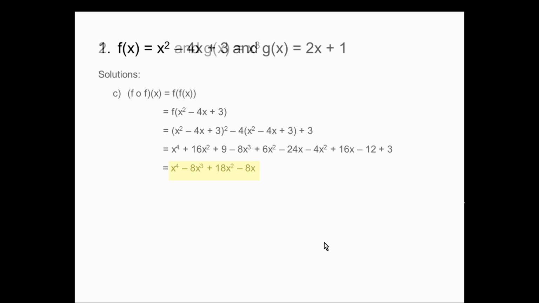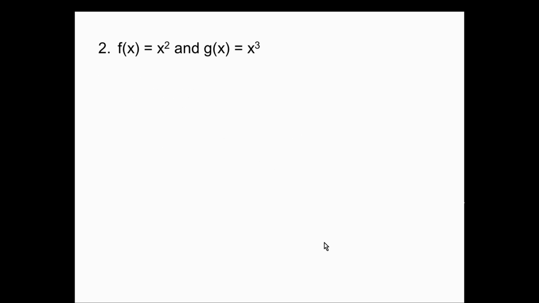Number 2. f of x is x squared and g of x is x cubed. Okay, we're doing the same three things. So part A, f composed with g of x. Remember, that's f of g of x.